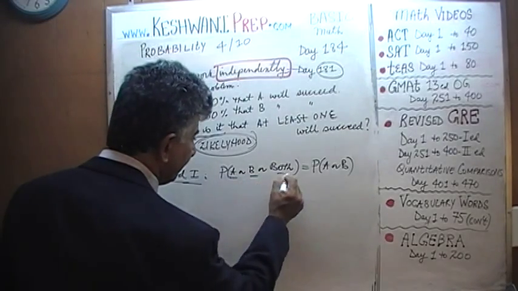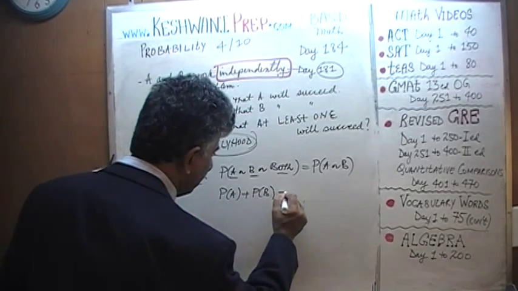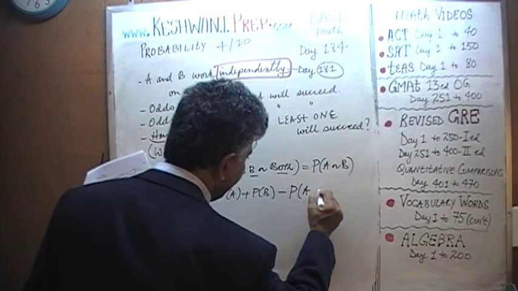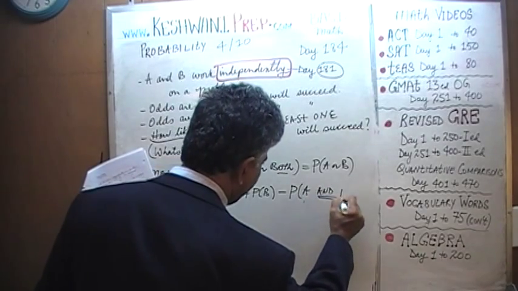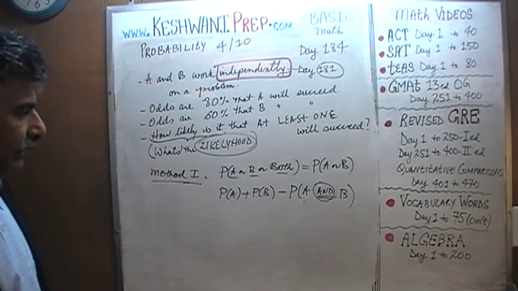And we know that the odds of either A or B or both happening is simply the odds of A happening plus the odds of B happening minus the odds of A and B happening. Not or, and. A and B happening.